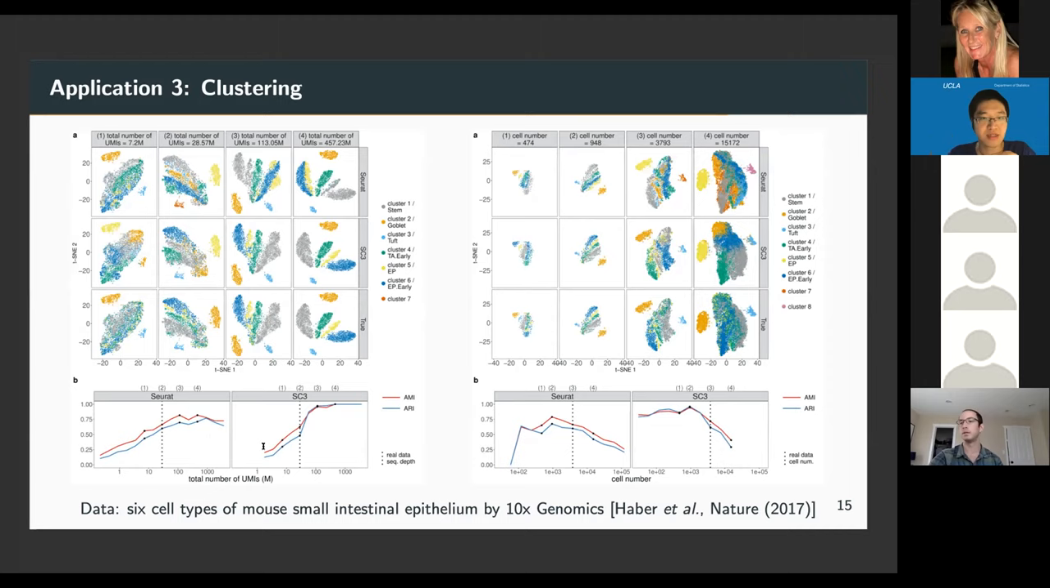So you can see in the first case, the curve shows the clustering accuracy. As we increase the total number of UMIs or total sequencing depth, we get more information for each cell. So the clustering accuracy will first increase and then it will saturate. Also for IC3, it's the same trend. But in the second case, the clustering accuracy will first increase and then decrease. So this is showing the breadth versus depth trade-off that I mentioned before in the toy example. And we can use this curve to select optimal experimental design parameters. For example, for this first case, we can choose this number. And for the second case, we can choose a different cell number that can give a better clustering result.